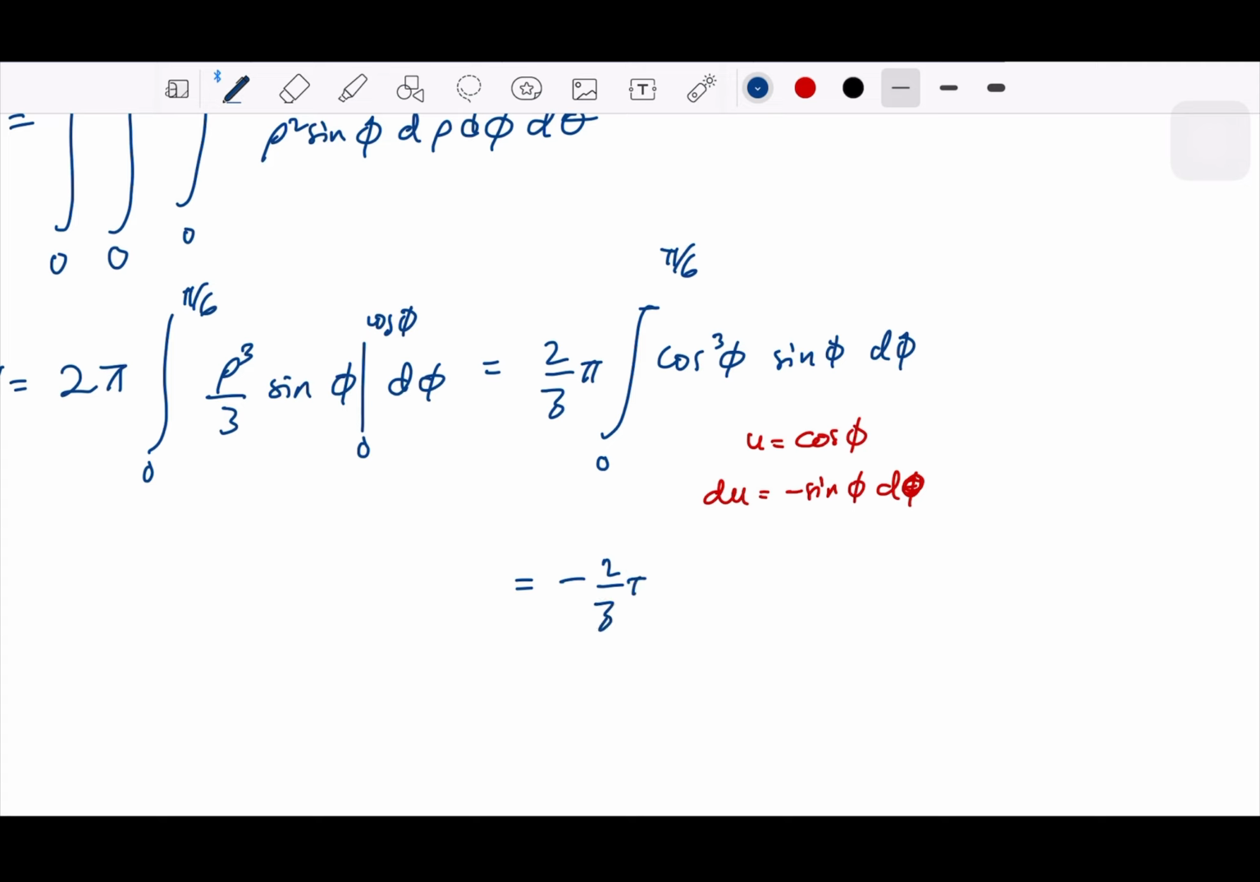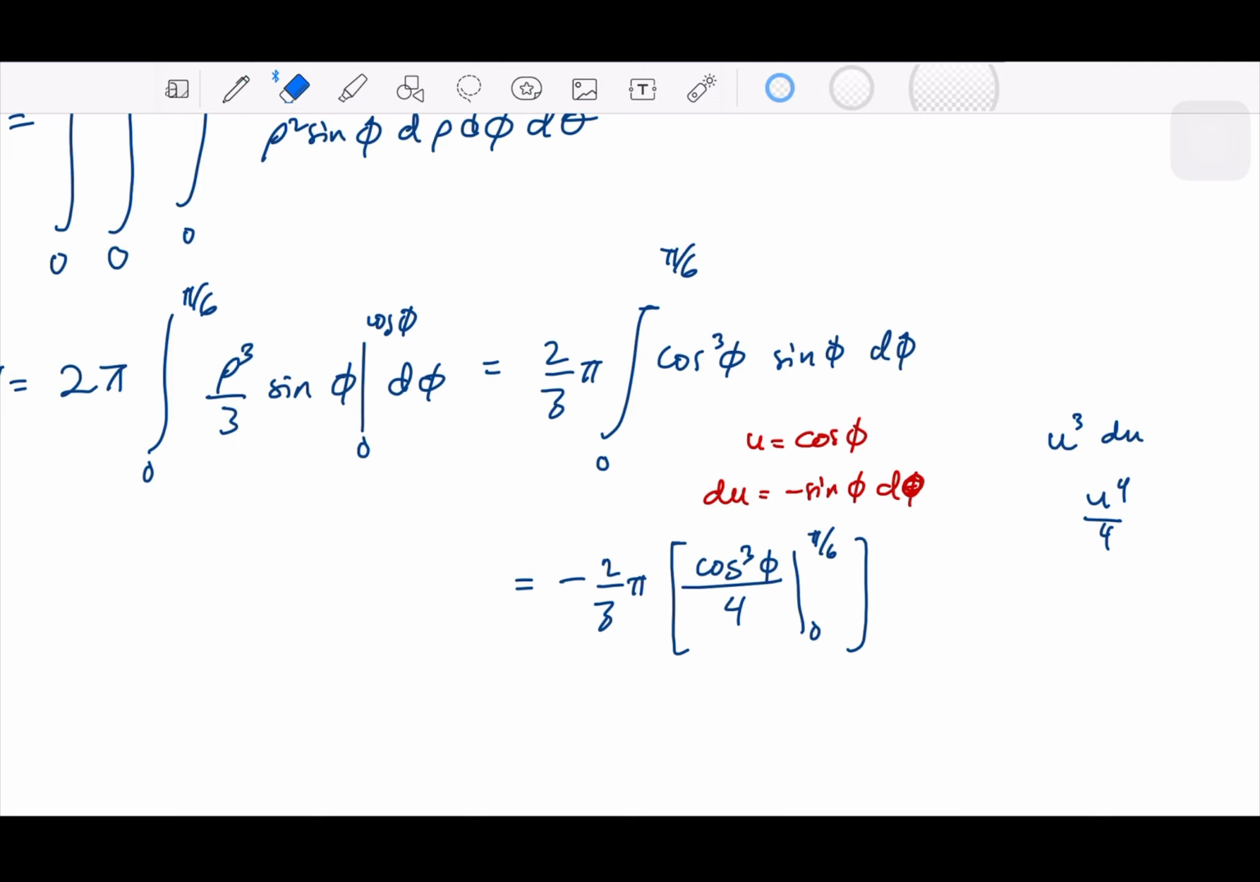Negative 2 over 3 pi, and then this will be cos with power 4, right? So u cubed du will be u to the 4 divided by 4. So cos to the 4 phi divided by 4 from 0 to pi over 6. Pi over 6 is, oh sorry, it's plus 4.